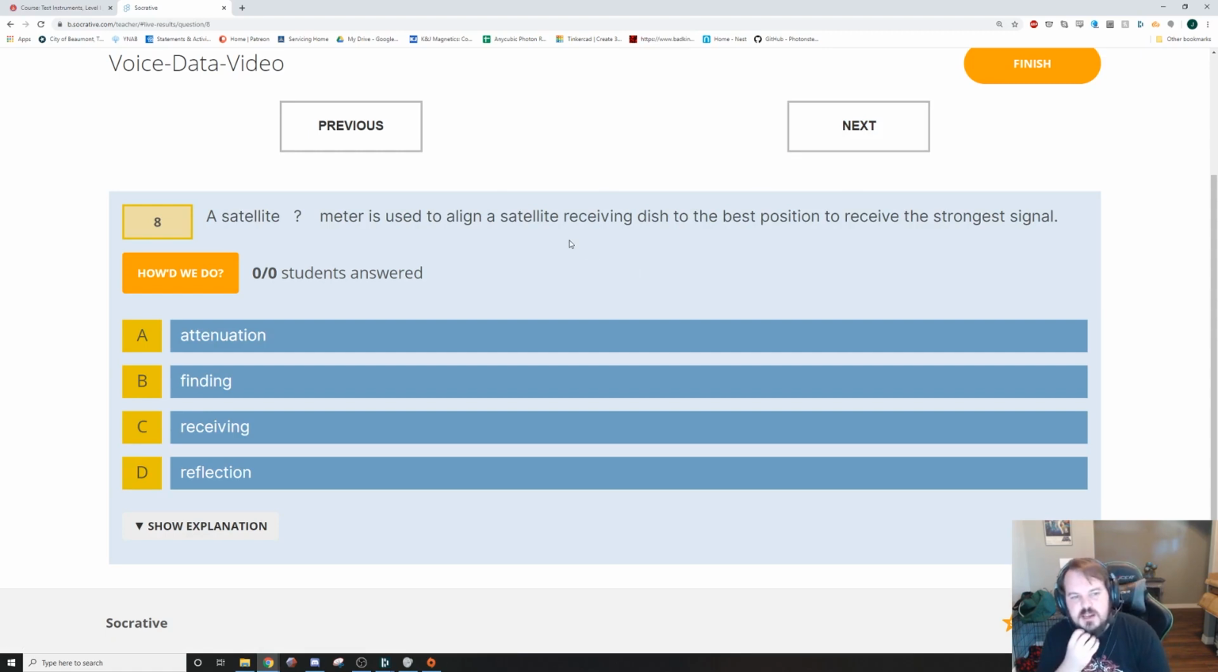Okay. A satellite blank meter is used to align a satellite receiving dish to the best position to receive the strongest signal. I have not looked up anything about, oh, satellite finder meter, right there, page 133, and that's word for word what's there. Page 133, satellite finder meters.